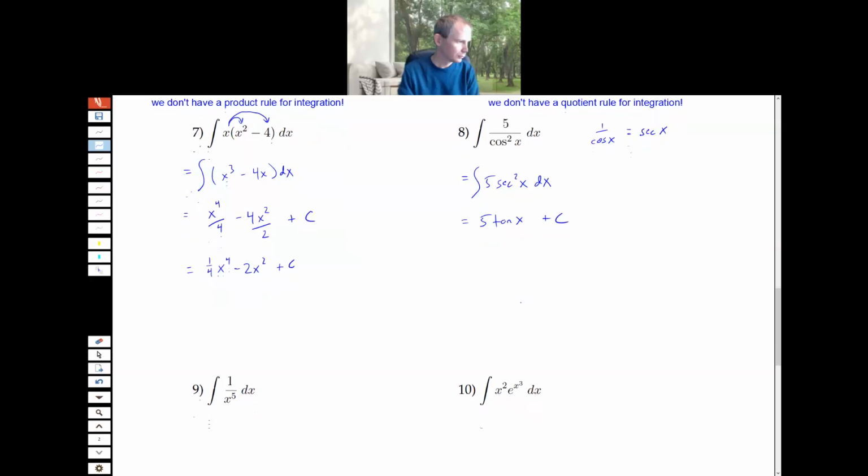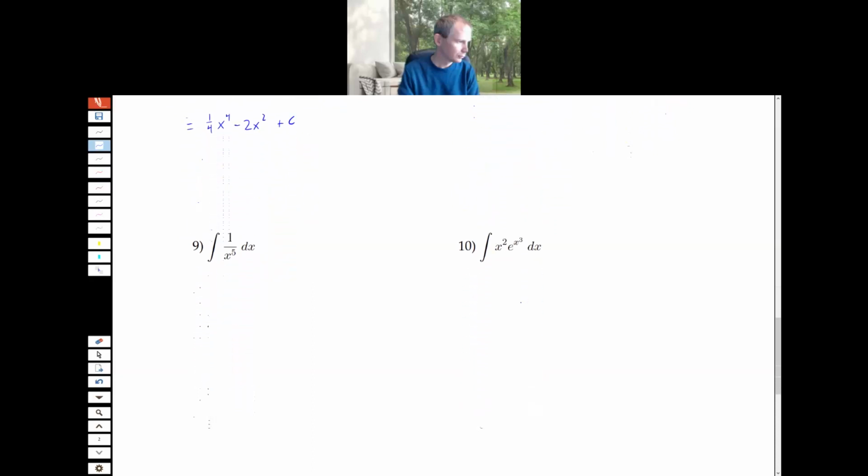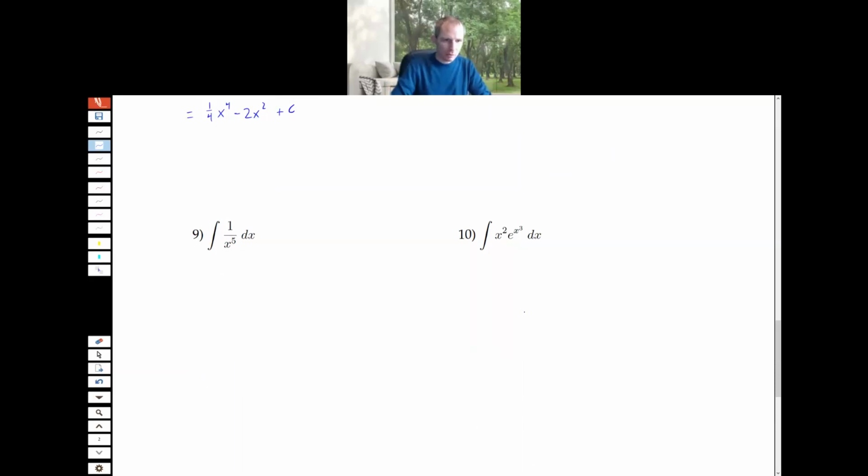Okay, problems 9 and 10 should not be very tricky. 9, again, we've got to rewrite it so there's no quotient. And then 10 is going to be the first of our u substitutions. So that's my little hint on number 10. You need to use a u substitution there. So go ahead and try those two out. We'll see what you get. I'll give you a couple minutes.